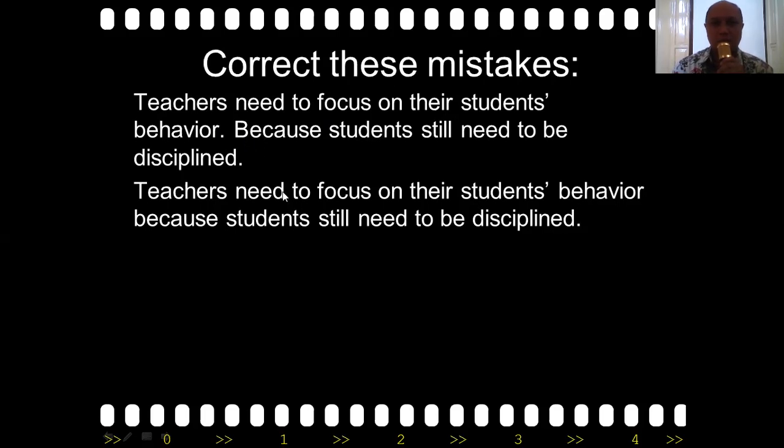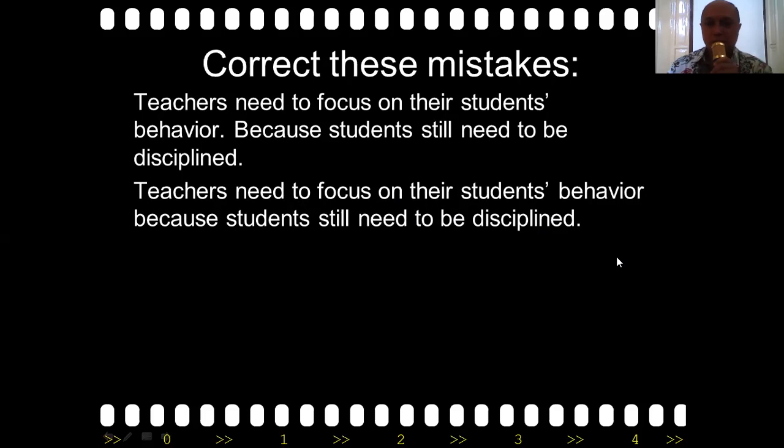So it becomes: teachers need to focus on their students' behavior because students still need to be disciplined. And in this way, the clause here is now connected to the main clause before that. Then it's no longer a hanging clause. This is called a hanging or unfinished clause. Even in Indonesian language, people often make this kind of mistake. So be careful with this.